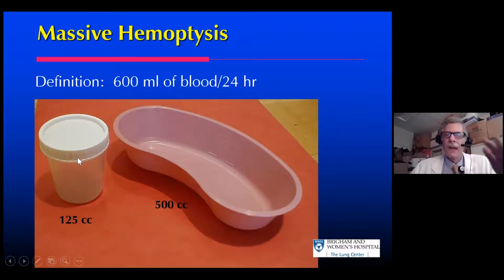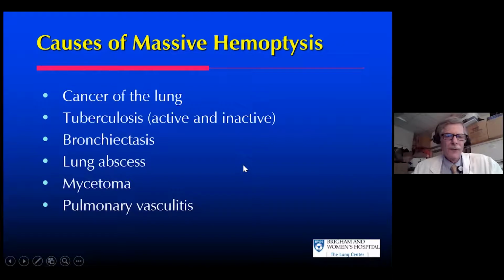Very scary. And I remind you that that's our arbitrary definition of massive, but if someone has underlying lung disease and respiratory compromise, then even smaller amounts can be life-threatening because they have underlying disease. So thinking about the etiology of massive hemoptysis, I think top of the list nowadays is cancer of the lung. In addition, tuberculosis, where the whole cavity might let loose and bleed. Bronchiectasis, lung abscess, mycetoma, and pulmonary vasculitis kind of head our list.